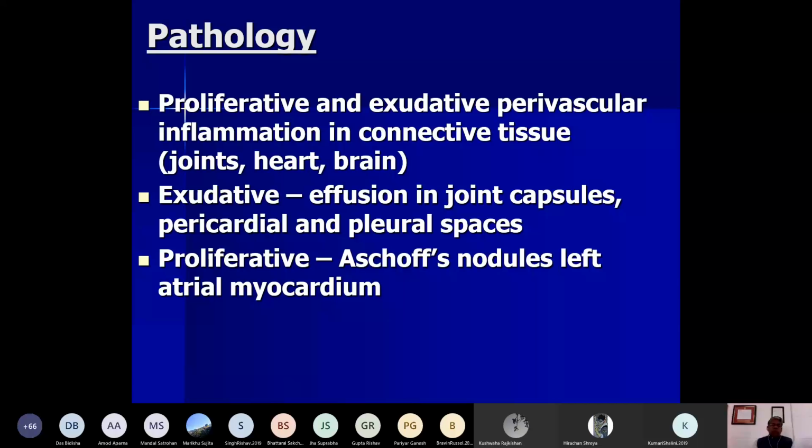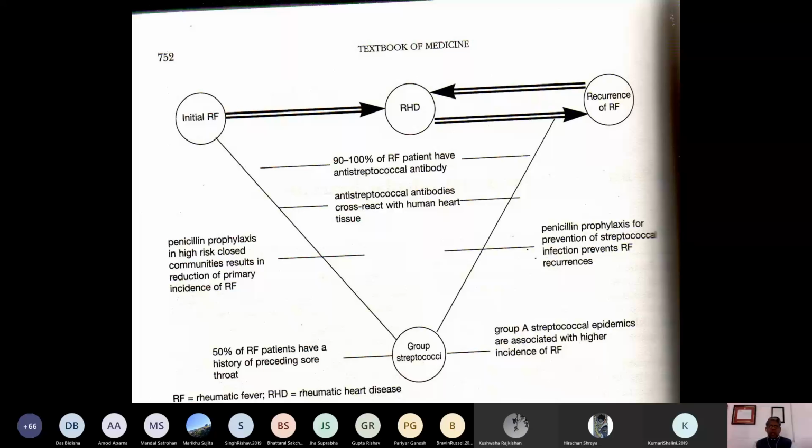There could be pericardial and pleural effusion also, but luckily the pleural space effusion disappears quickly. Pericardial effusion also can disappear quickly without leaving much problem, except sometimes there occur fibrinous deposits and it can lead to adhesions between the pericardial layers. In the myocardium, there could be Aschoff nodule formation. Pathologists would have shown you great detail about that.